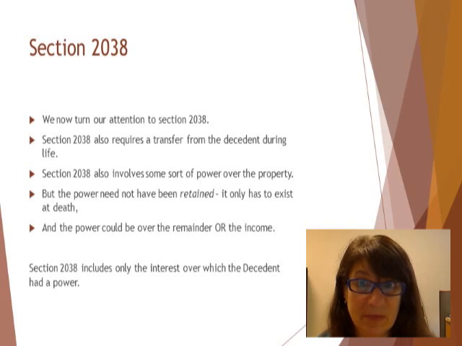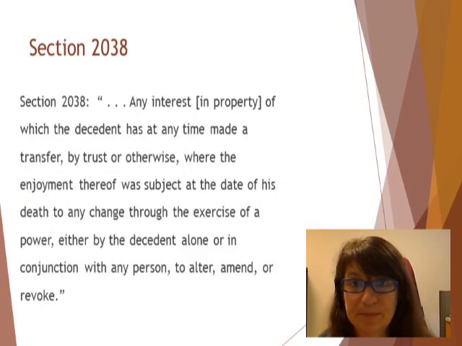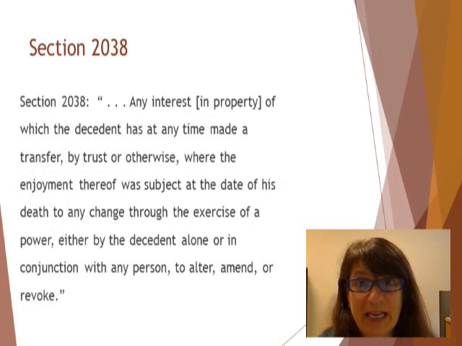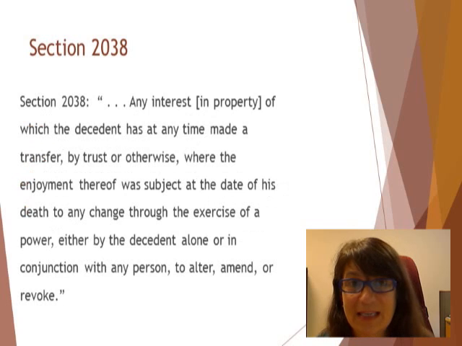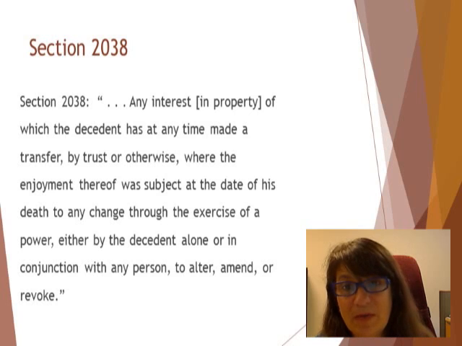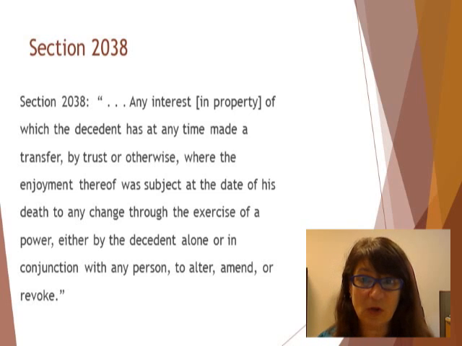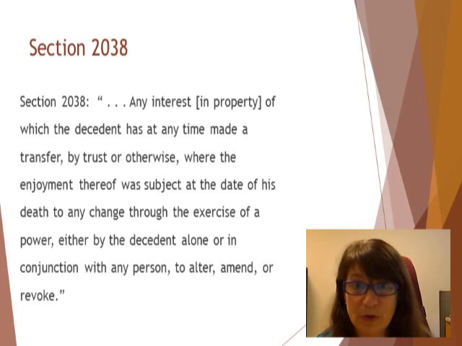So 2036 was just about income. Section 2038, if it applies, only includes the value of the interest over which the decedent had the power. So it's a little bit different, and we'll look at how they both apply. Here's the language. Any interest in property of which the decedent has at any time made a transfer, by trust or otherwise, where the enjoyment thereof was subject at the date of his death to any change through the exercise of a power, either by the decedent alone or in conjunction with any other person, to alter, amend, or revoke.